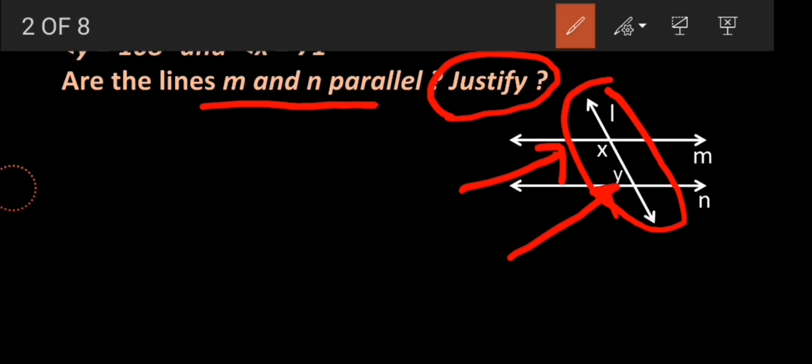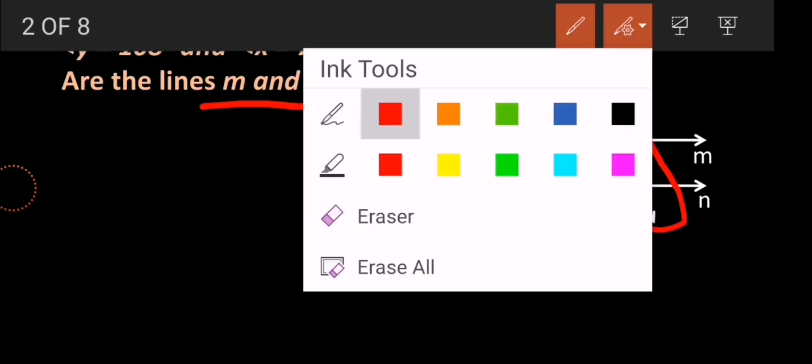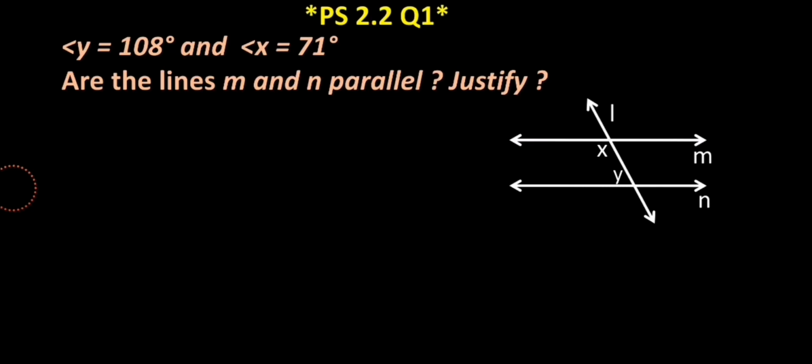So what does that test say? The test says if the interior angles are supplementary, that means after adding them, if the answer is coming 180 degree, I can say line M and N are parallel to each other, right? So as I know what to do, that means I need to add X and Y. If the answer is coming 180, lines are parallel. If the answer is not 180, then lines are not parallel. So as we are very much clear with our action plan, let's put it in action then.